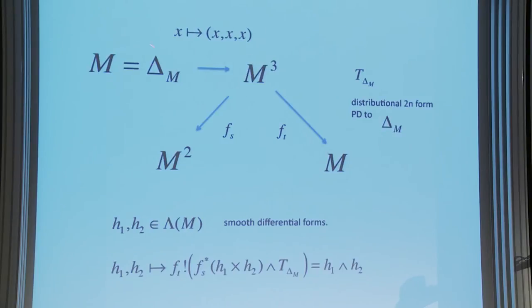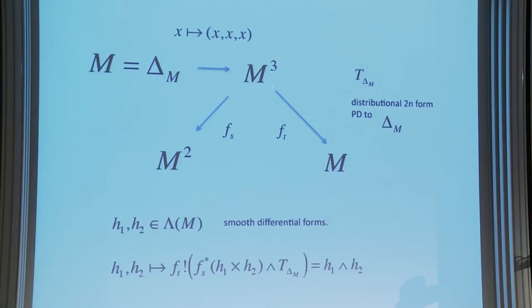And the thing we use is this diagonal, the small diagonal, M itself, x, x, x, inside this M cube. And this kind of diagram is called a correspondence. What this correspondence gives you is a wedge product. Suppose you have two differential forms. Lambda M today is always a differential form. You have a pair of smooth differential forms on M, h1, h2, then you can just take the exterior product. You get a differential form on M square. Then you pull back by this map, and you take this distribution, which is a Poincaré dual to the diagonal.